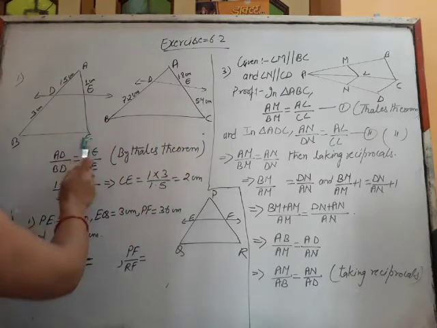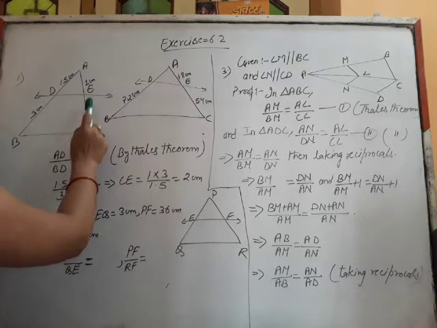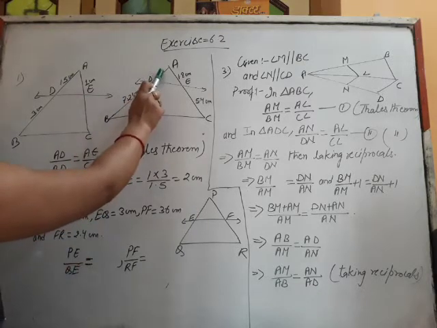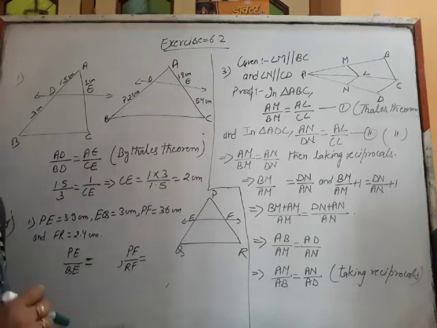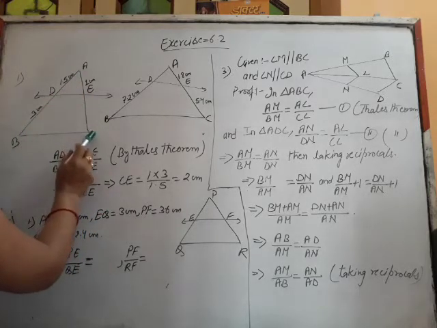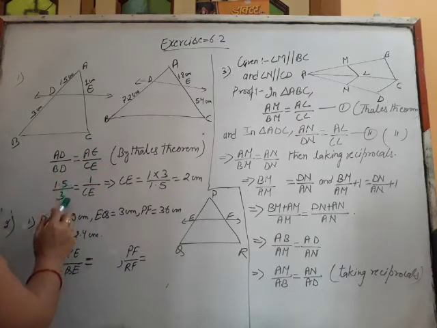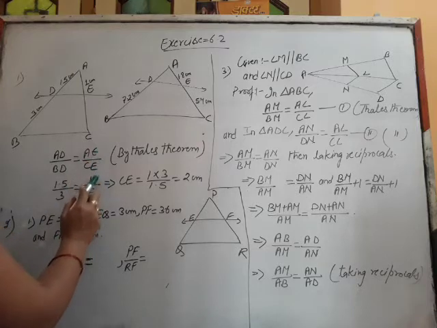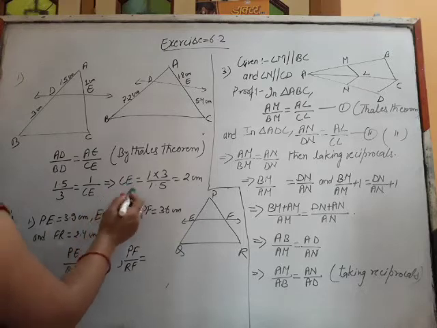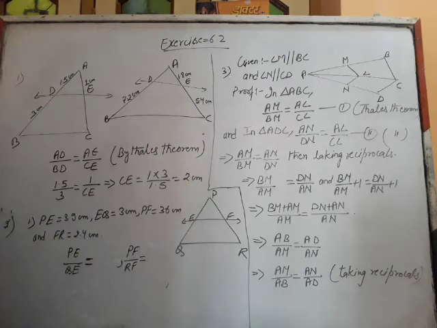As you can see here, this length is not given and this length is not given. So with the help of the basic proportionality theorem, we will try to find the values. Here, if DE is parallel to BC, AD upon BD equals AE upon CE. So AD 1.5 upon 3 and here AE is given 1 upon CE. After cross multiplying, CE is 1 into 3 upon 1.5, 2 centimeters we will get.